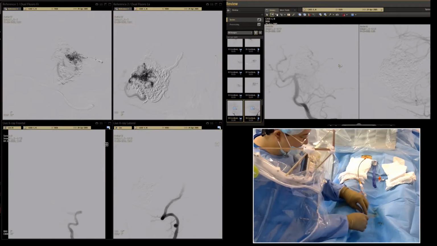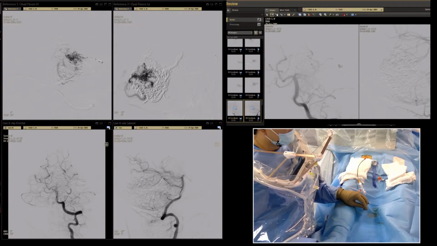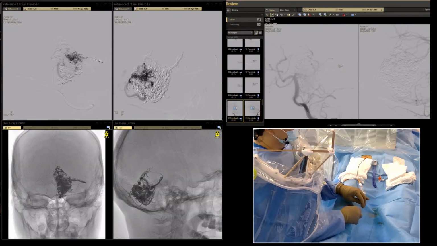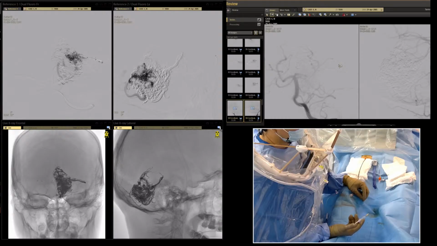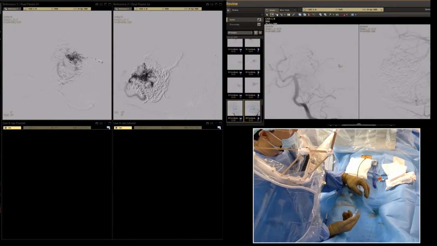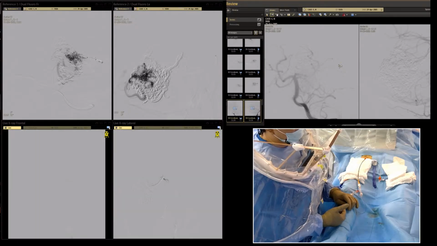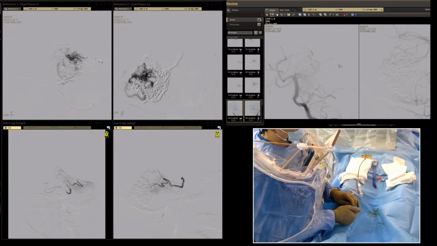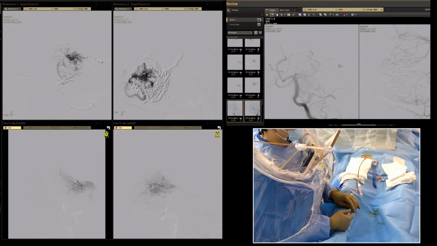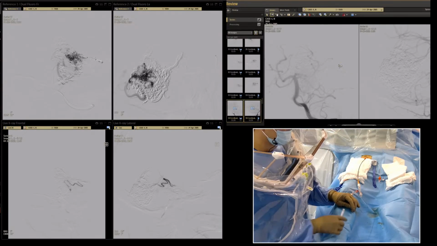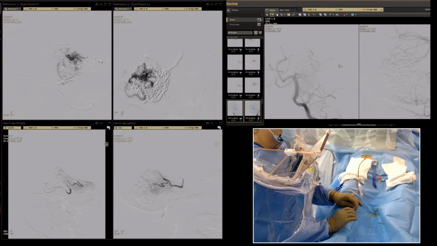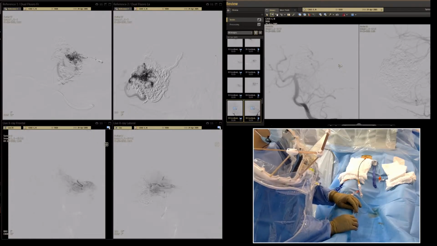Okay, let's check with the micro. I will take back the, what do we do at this point? Okay, there is no supply for the AVM. Yes, no supply to the AVM territory.